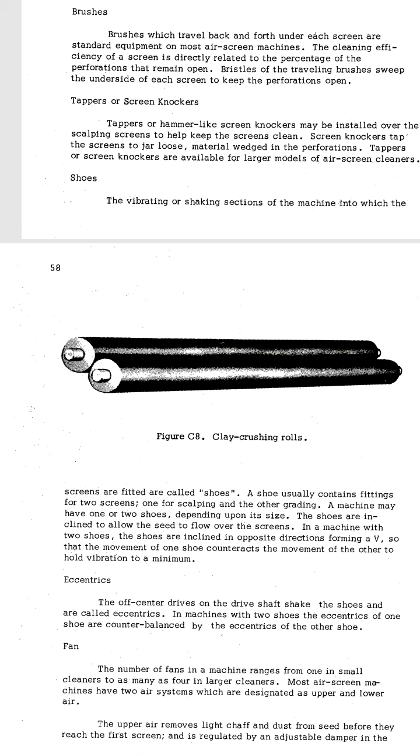Next part is tappers or screen knockers. The tappers or hammer-like screen knockers may be installed for the scalping screens to help keep the screens clean. Screen knockers tap the screens to jar loose material wedged in the perforations. Tappers or screen knockers are available for larger models of air screen grain cleaners.